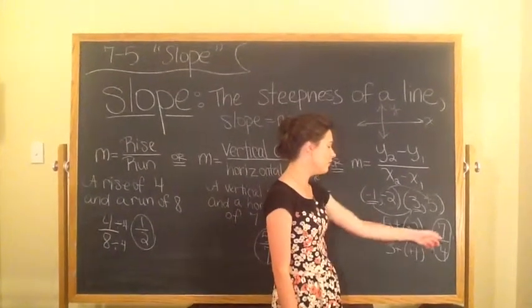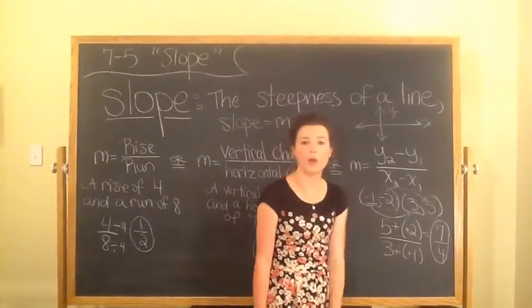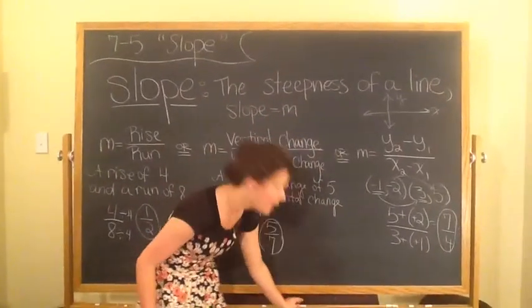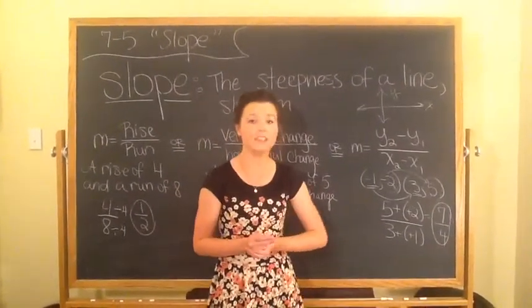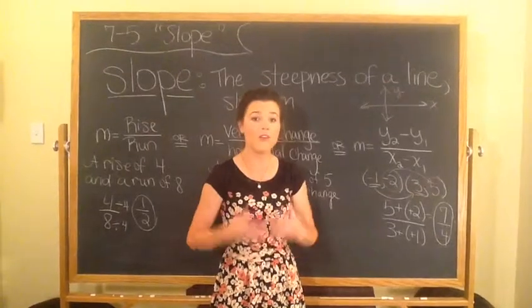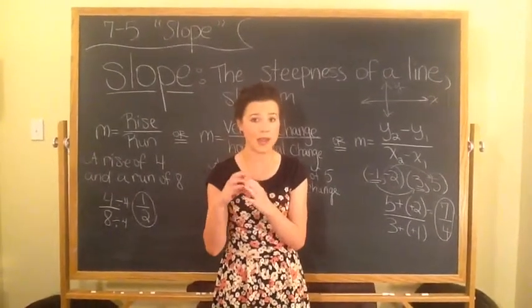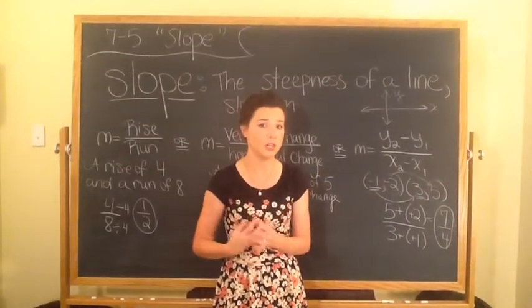So 5 plus 2 gives you 7. 3 plus 1 gives you 4. So there's a lot of different ways you can do it. But my suggestion is to go through each problem, find the vertical change, put it on top right away, then find the horizontal change, and then put it on the bottom.